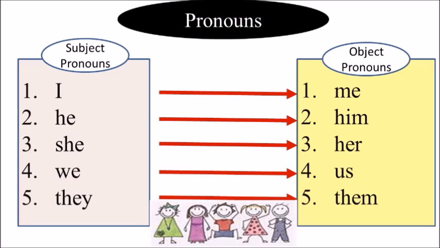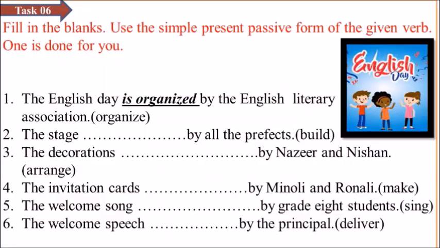Study this chart. I, me. He, him. She, her. We, us. They, them. Children, shall we do another activity? Fill in the blanks. Use the simple present passive form of the given verb. One is done for you.